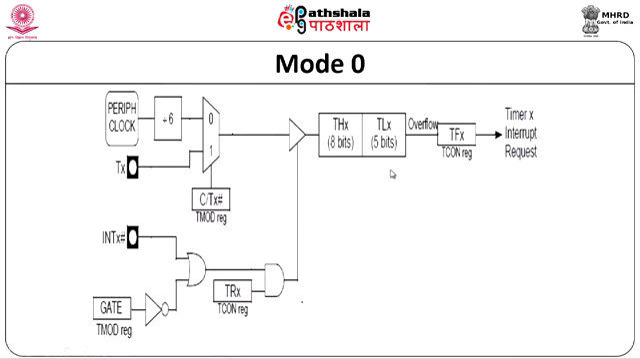Now you just see the timer mode 0 I told you about. It will count 13 bits. So, TH and TLX, where X is either 0 or 1 for timer 0 or 1, but in mode 0, TH and TL together, 8 plus 5, is 13. So, a 13-bit counter is there.